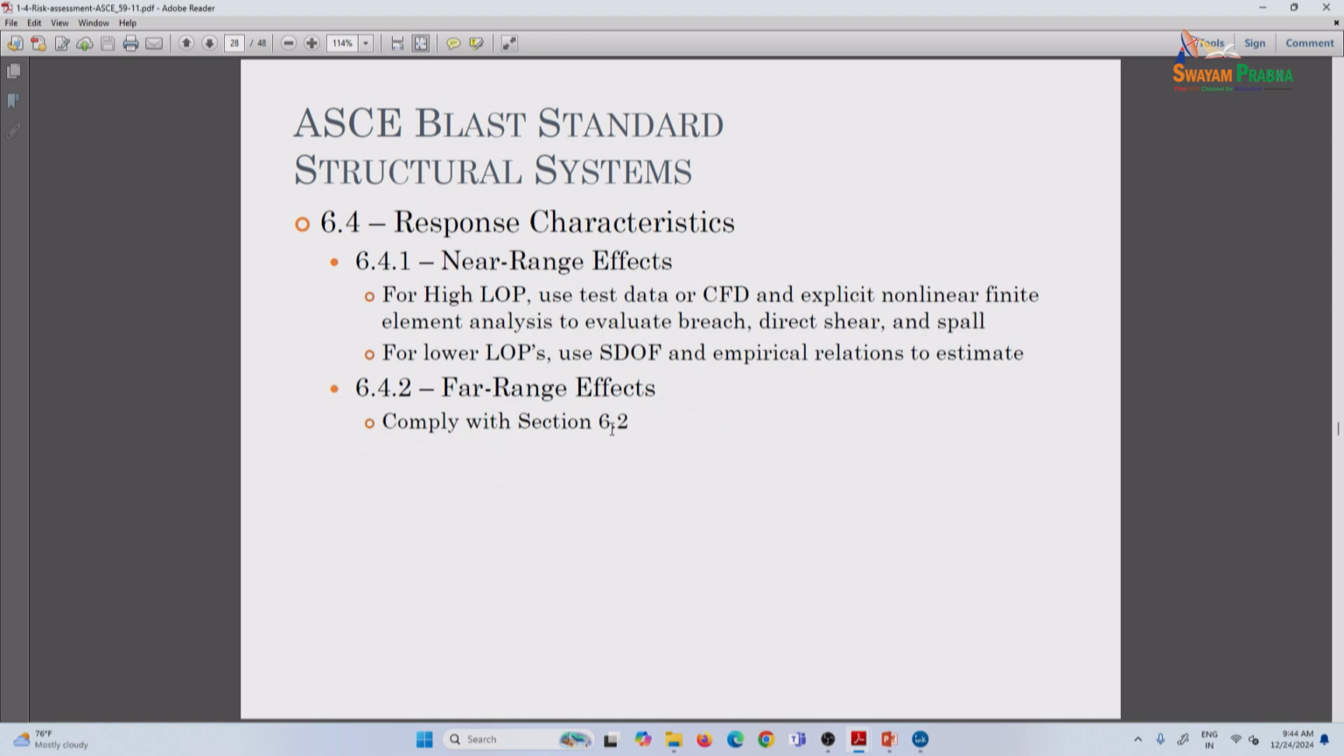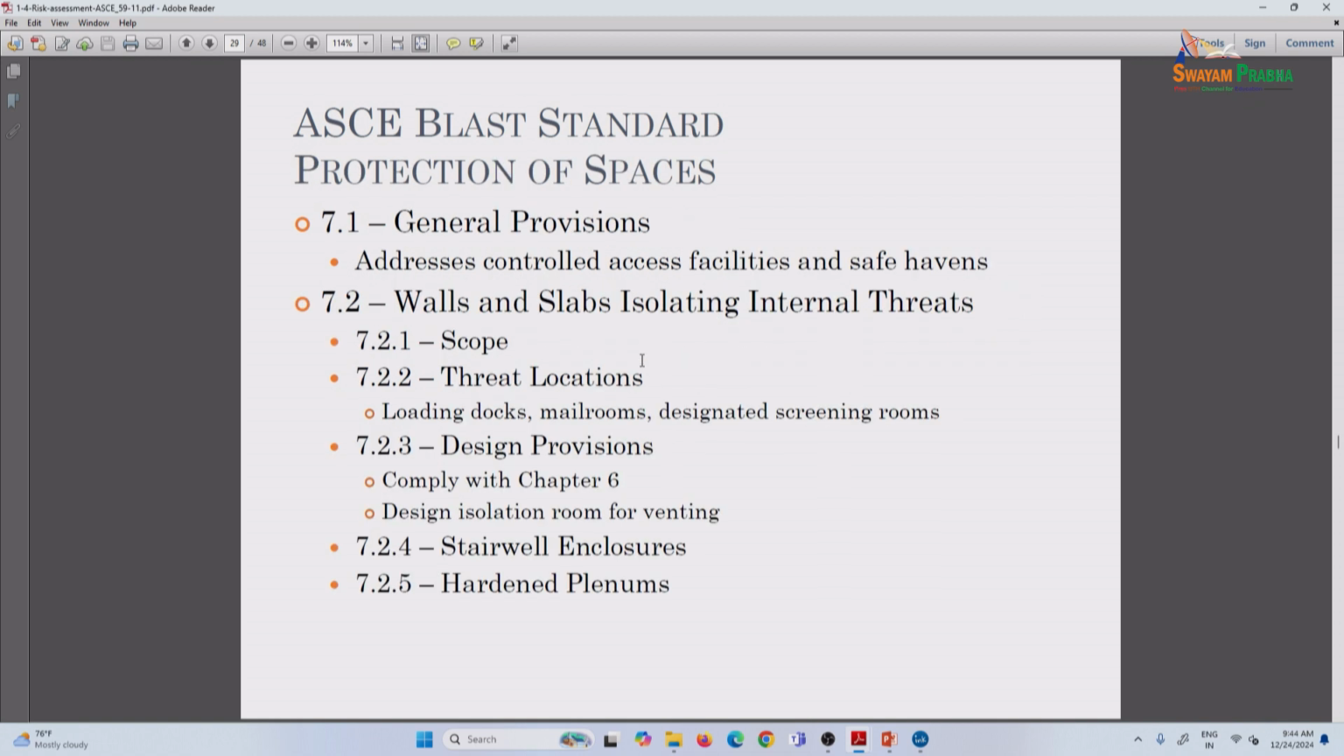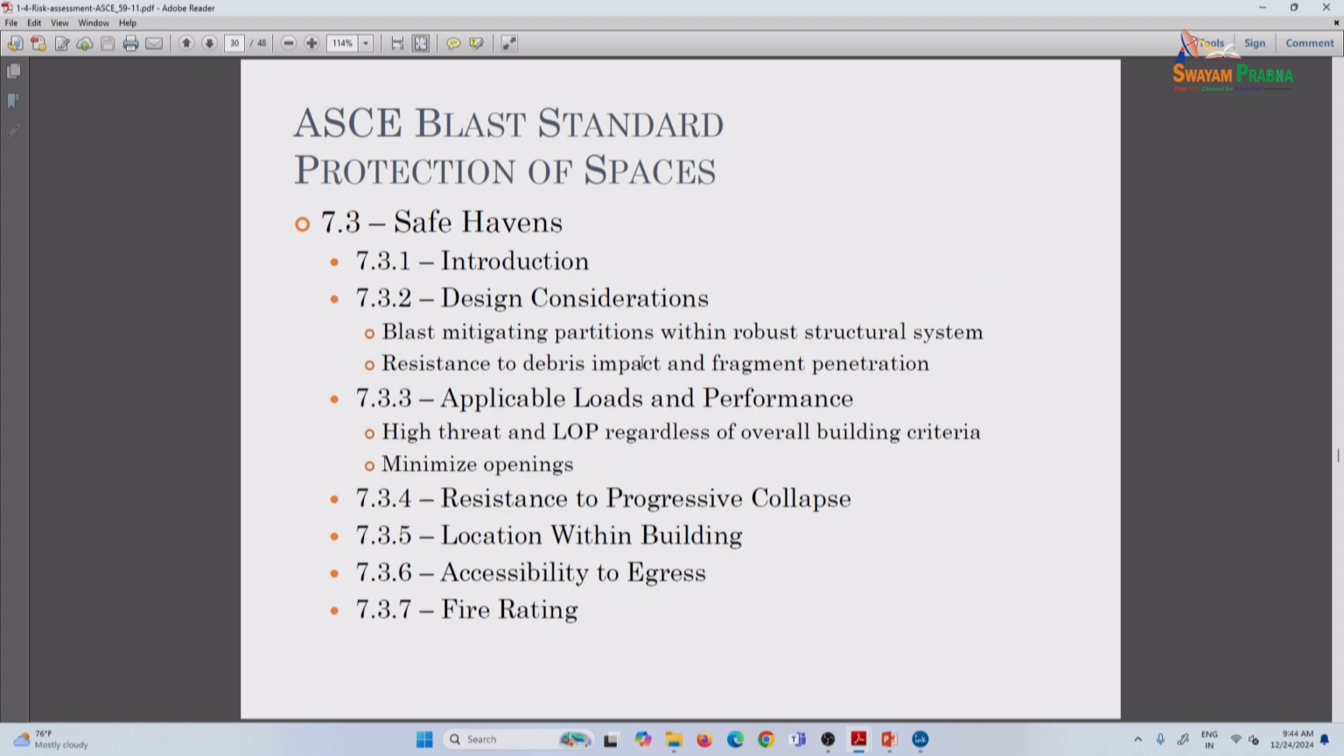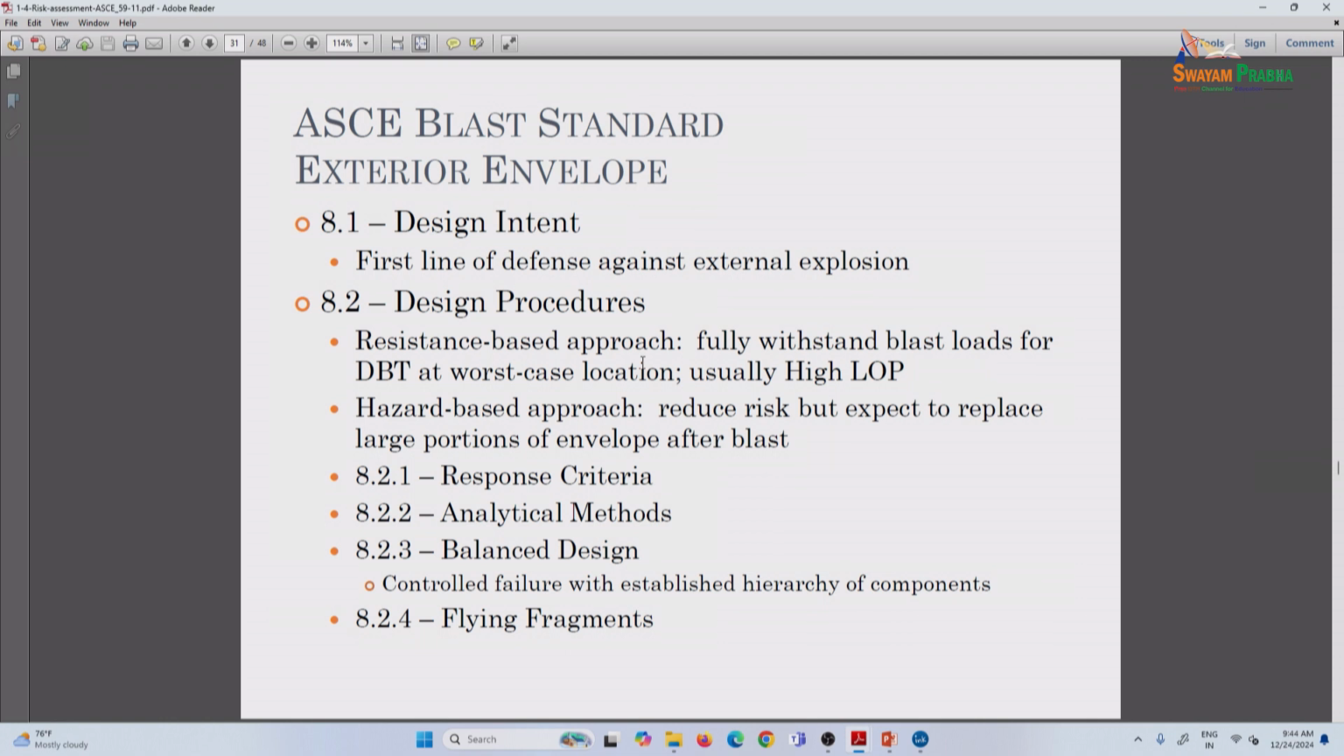Then the response characteristics, definitely, hopefully by today I'll start introducing, and by tomorrow we'll start looking at response characteristics. Then the standard talks about these more internal threats, safe havens. I don't think I'll get into some of these so much. The design intent, of course, will include some of this.